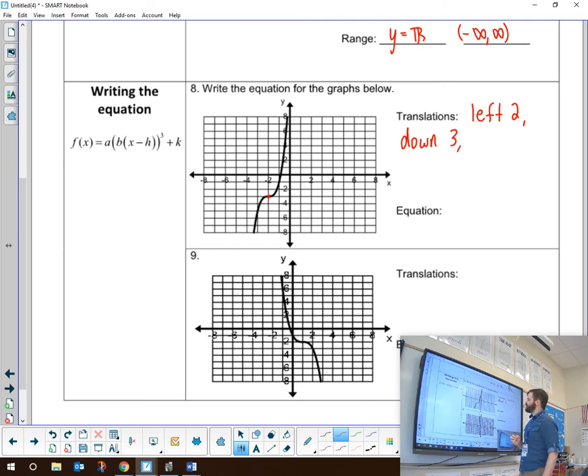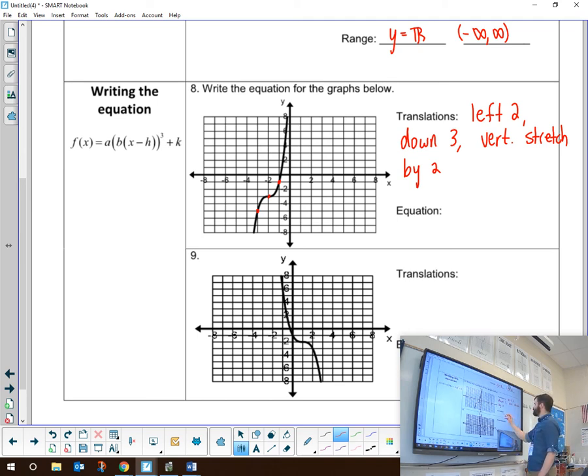Now the next thing I want you to notice is my graph grows really quickly. It doesn't just go up 1 over 1, it actually goes up 2 over 1, down 2 over 1. So it's going to have a vertical stretch by 2. You can kind of think about it as like the slope. We went up 2 over 1, down 2 to the left 1. To find those first points, that tells me what my translations are.